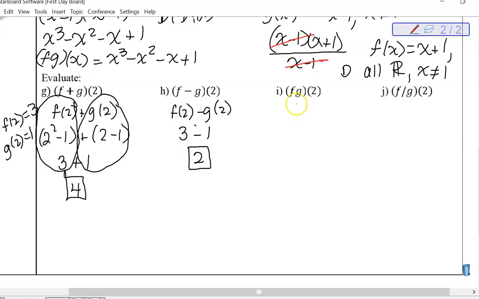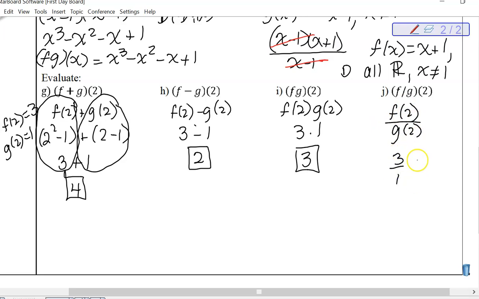This is so hard. And the f of 2 times the g of 2, which is 3 times 1. Oh my gosh, it's horrible. Or the f of 2 over the g of 2, which is 3 over 1. Oh my gosh. I better not give you any homework. That's horrible. Okay, you get it. You didn't need me to refresh that.